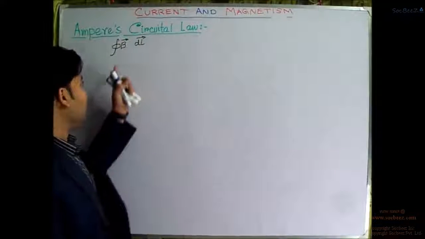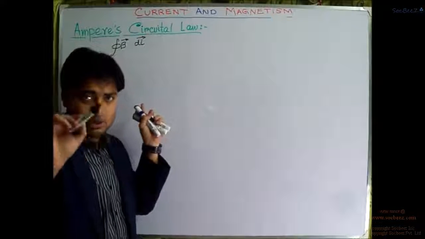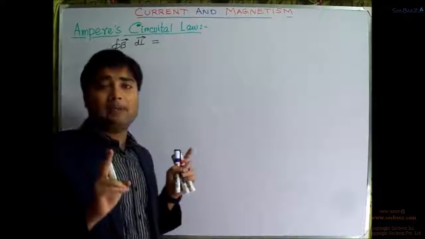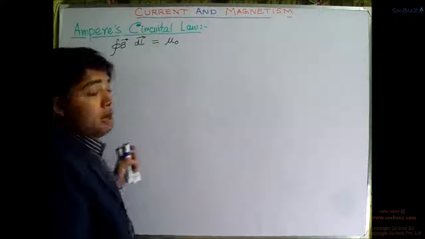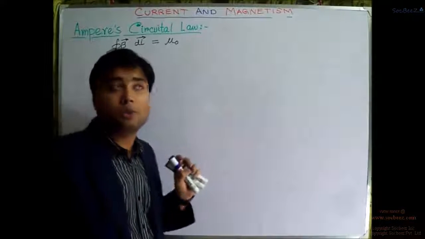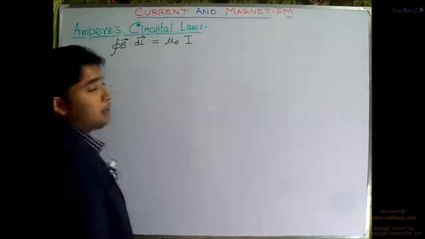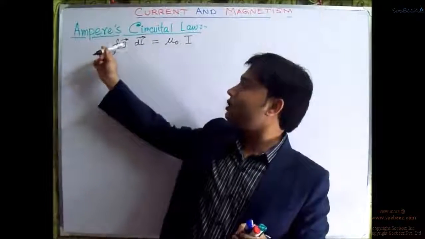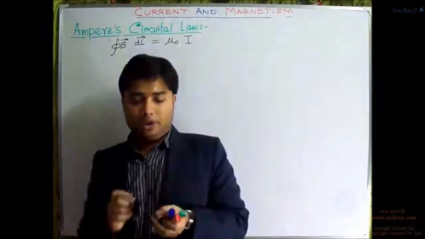So it states that the line integral of the magnetic field over a closed region is equal to the permeability of that medium. What is the permeability of free space or vacuum? It is simply mu naught, times the amount of electric current in that closed region. Let the current in this closed region be I. So this is simply Ampere's Circuital law, where the closed integral of B dot dL is equal to mu naught I.